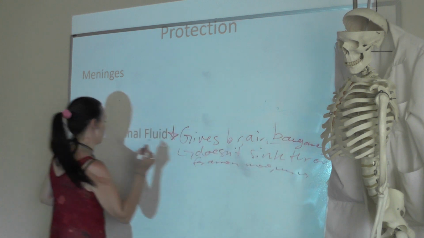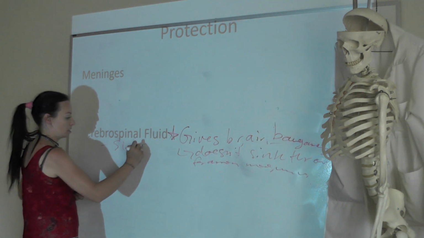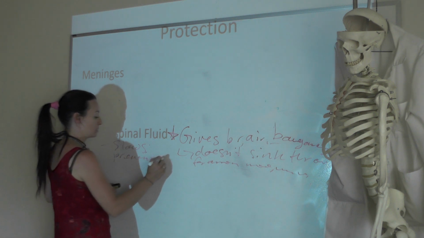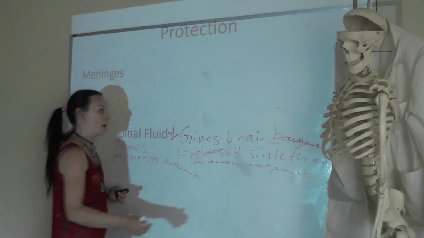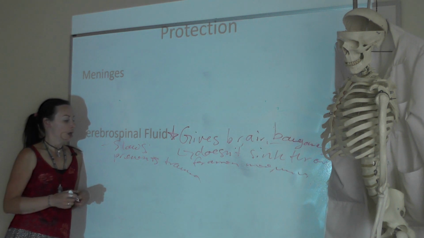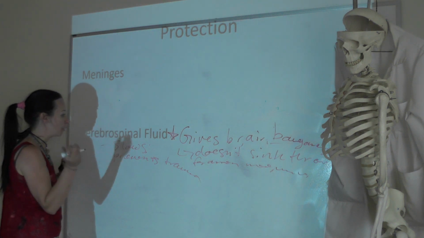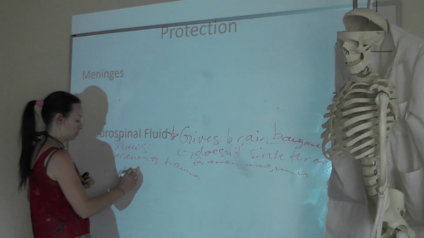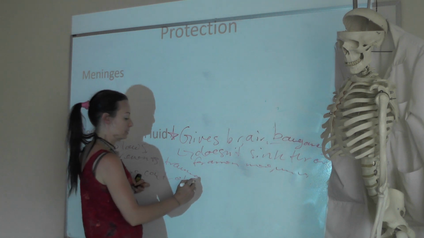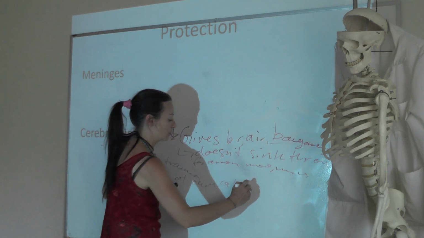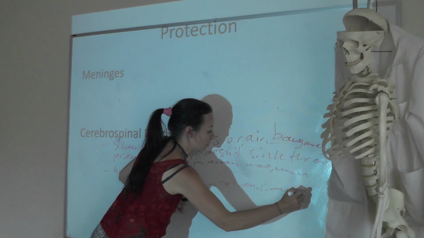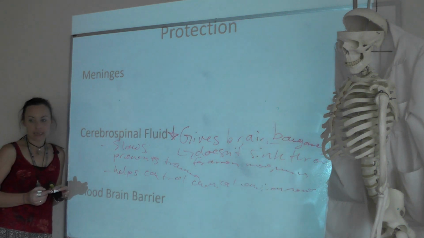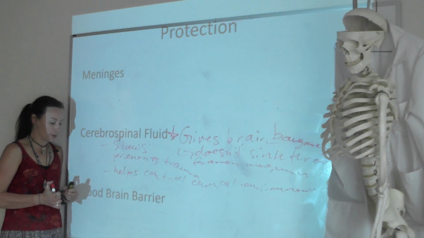It slows the momentum of the brain. So it helps to prevent trauma, so that your brain doesn't whack into your skull. This helps to control the chemical milieu of our nervous tissue, or the chemical environment. So pretty darn important. Okay, the last kind of protection that we have for the brain is the blood-brain barrier.